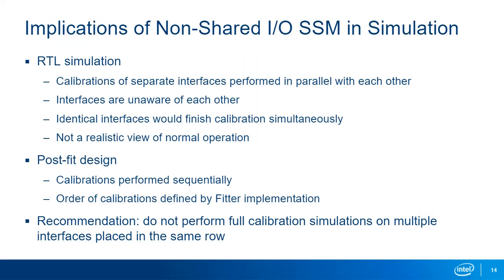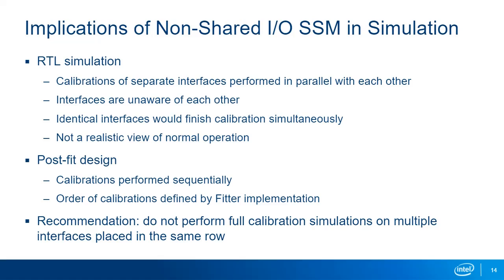So with multiple interfaces in the same row, an RTL simulation would make it look like the interfaces are completely unaware of each other and calibrated in parallel. Identical interfaces would actually finish calibration simultaneously in the simulation, but would still need to wait for other interfaces to finish. Obviously, this is not an accurate representation of how the interfaces really operate.